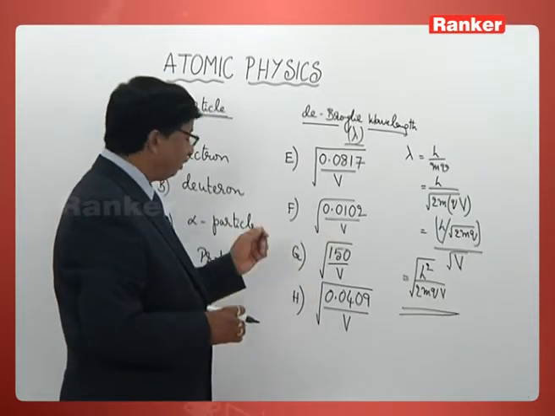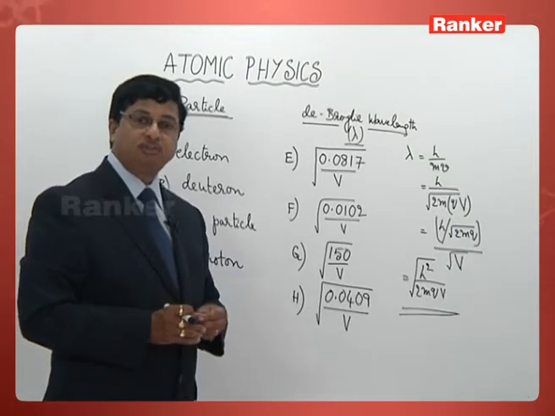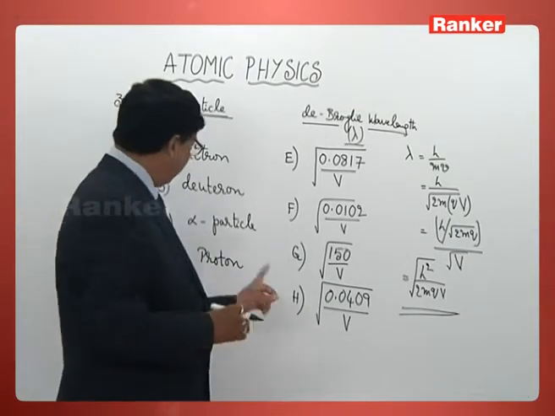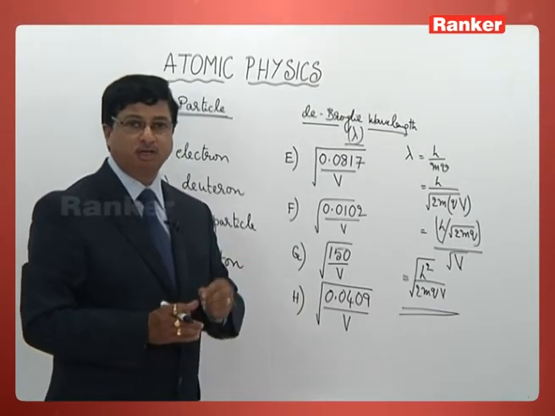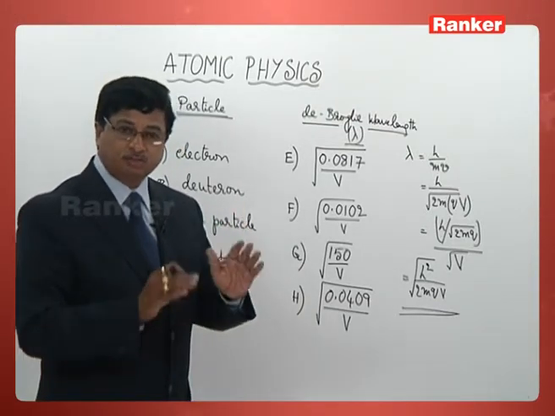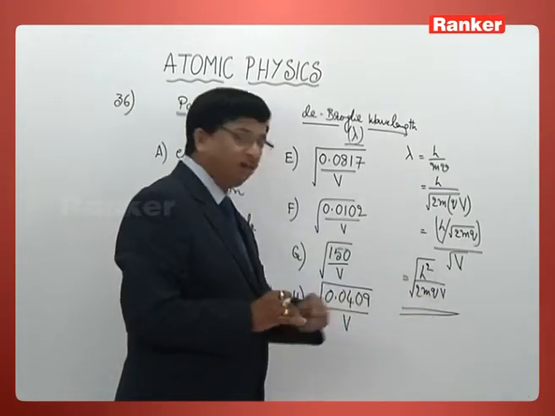Once again its mass this time is 4 units, so 4 times that of a proton you have to consider. Likewise, the proton is 1 unit, 1.67 into 10 to the power minus 27 kg. Straight away we can write, there is nothing in that. Similarly, charge also.